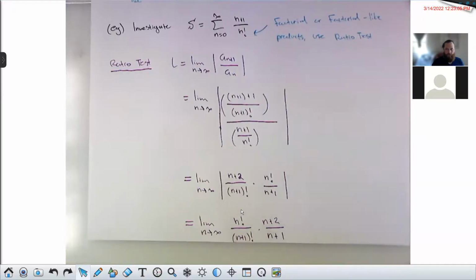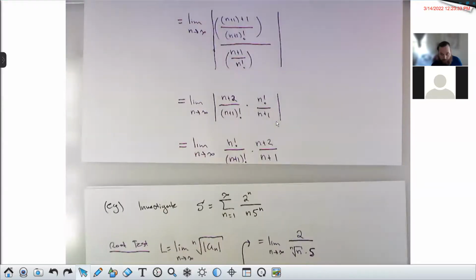I'm getting rid of the absolute values at this step also, because everything inside here is positive. I'm sending n to positive infinity. Definitely the factorials only ever spit out positive numbers. N plus 2 and n plus 1 are both going to be positive. So the absolute values I can get rid of at this step, but make sure you include them at the start because you can't always get rid of them. A lot of times there are negative things in here. So continuing with the algebra.